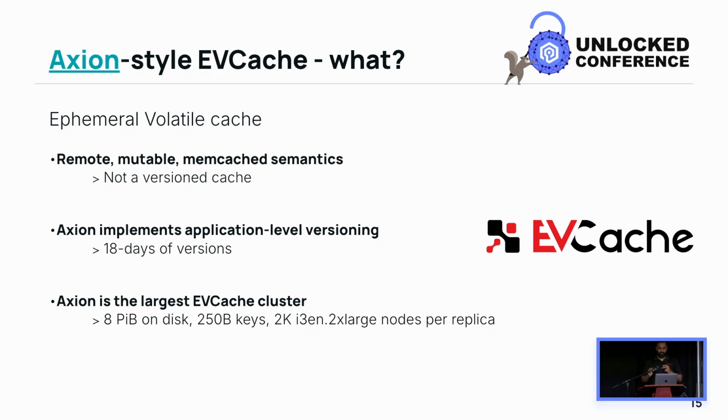It's application-level versioning built on top of EVCache, which is not a versioned cache. EVCache is a distributed cache built using memcached and spymemcached. And Axion is one EVCache cluster, and it's the largest one that we run. It powers Netflix's recommendations by serving member-keyed ML facts in memcached ext store. The scale for this one data set is 8 petabytes on disk, 250 billion keys, and 2,000 nodes per replica.